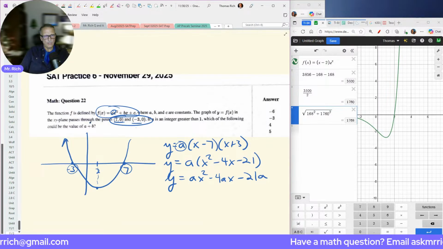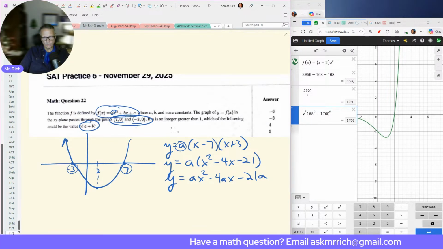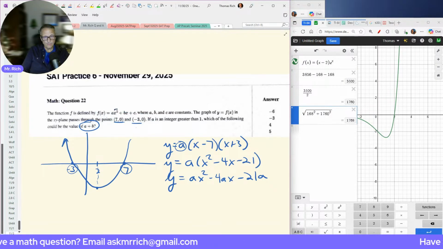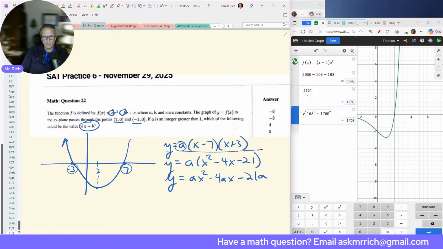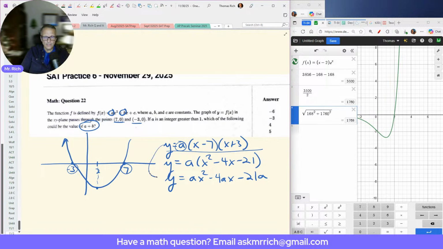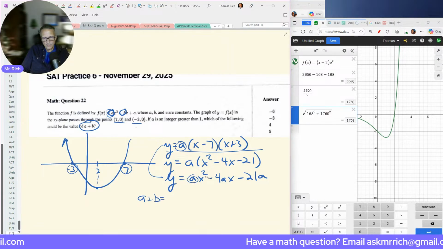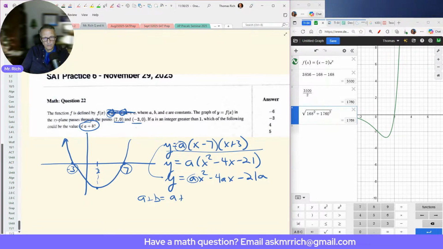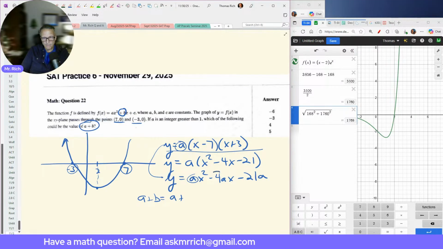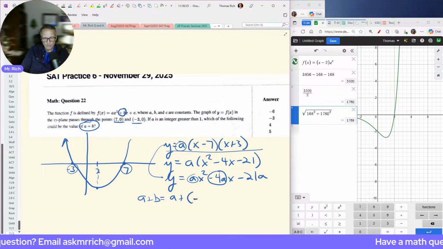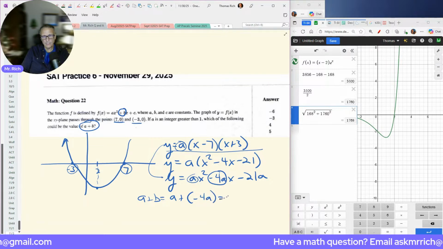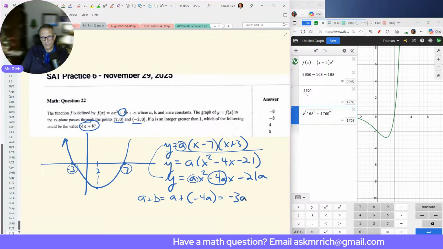And now, what would a plus b be equal to? Well, a is a. In other words, what they're talking about when they say the value of a plus b, they're talking about the coefficients in standard form. Well, what I did is I started in factored form and I converted it into standard form so that this a is a. So a plus b would be a, but b, what they're calling the coefficient b right here, is -4a. So a plus -4a is a plus b, which happens to be -3a.